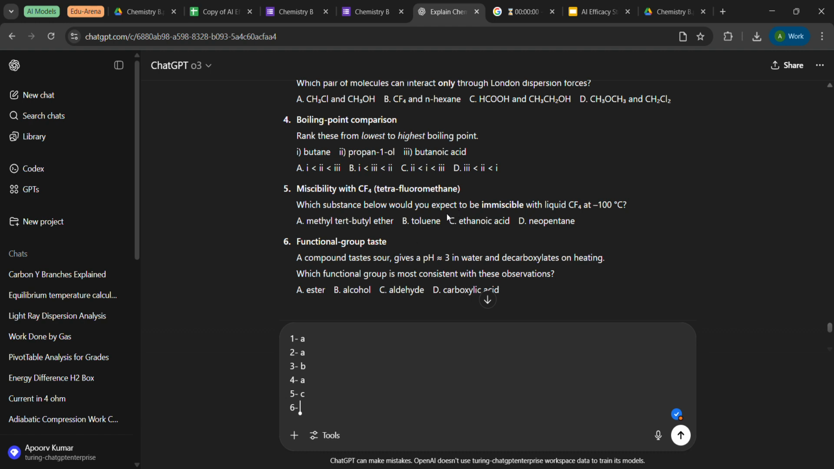Functional group taste. Taste sour. If it is sour, then it is a carboxylic acid. D. Number 7.